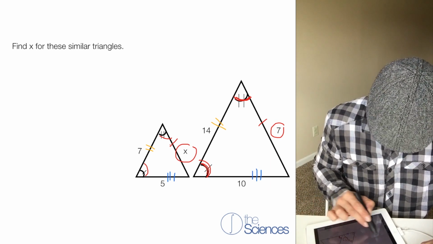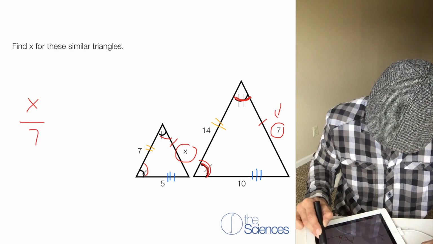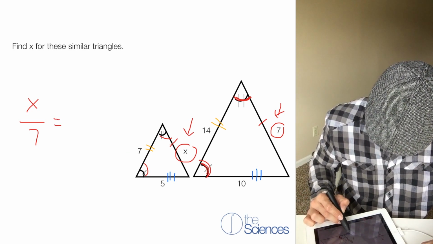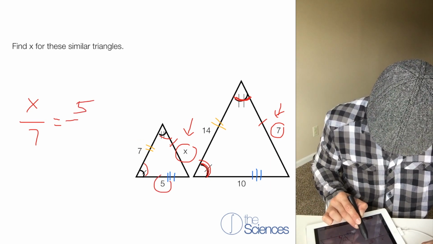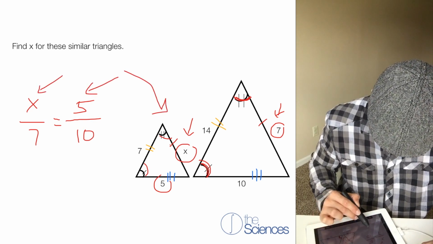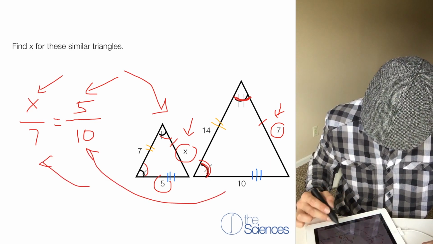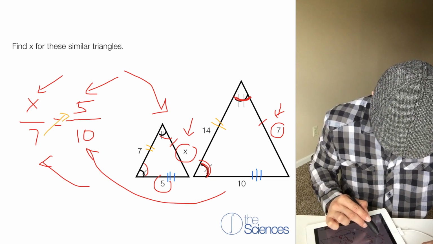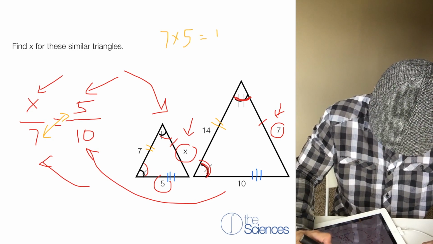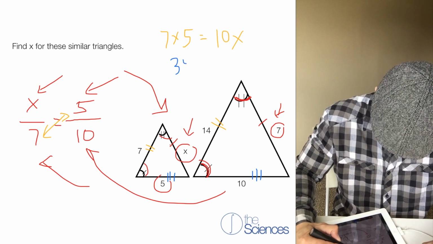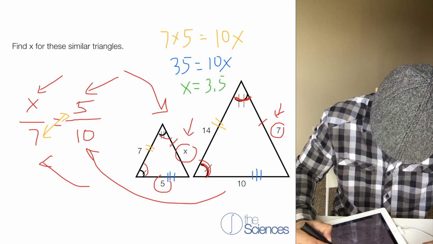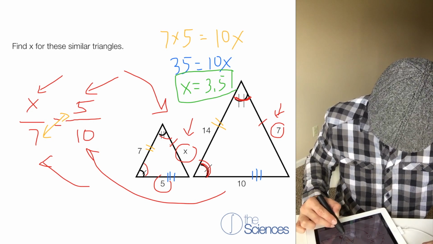So if we have x over 7, which is this and this, set that equal to, let's pick 5, it's an easy number, 5 over 10. Notice that all these top numbers come from this triangle, and these bottom numbers come from this triangle. So now we can set the cross multiply principle and say that 7 times 5 equals 10x, or 35 equals 10x, or x equals 3.5. So that means this side would have to be 3.5.